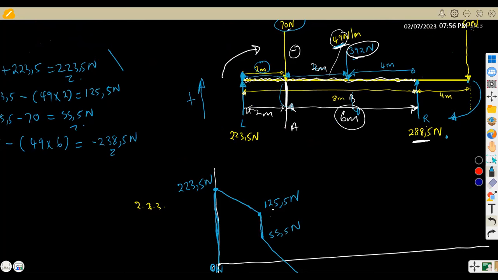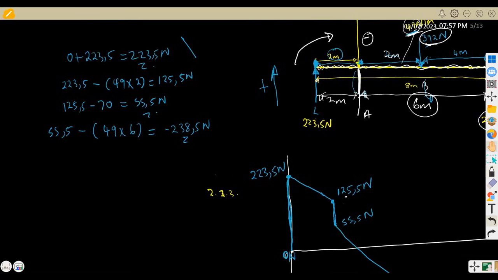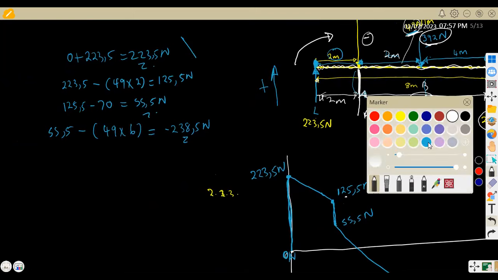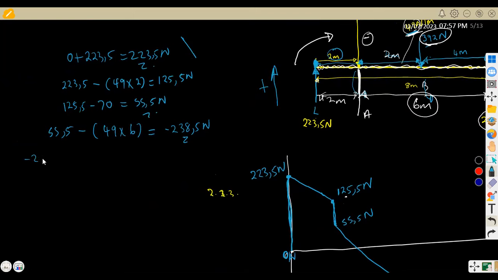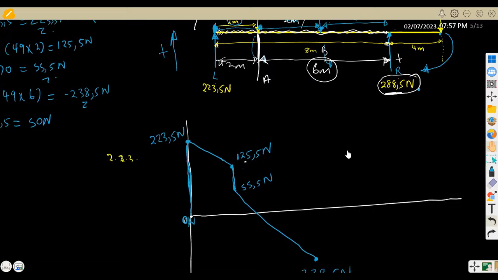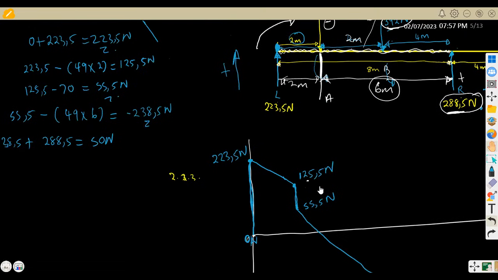R is a support, it's going up. And I told you that if it's going up, it's a positive. So we are going to add directly as it is 288.5. So at this point where we are at negative 238.5, you add this force at the support, which is 288.5. You are going to obtain 50 Newton. Okay, so that means 50 is above the line. Take note, 50, it's a positive, so it's above the line.